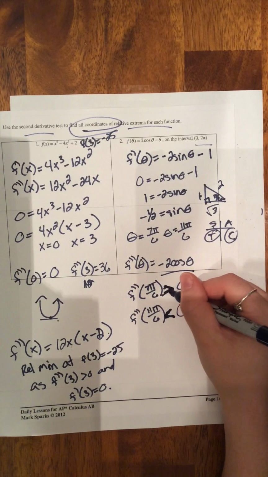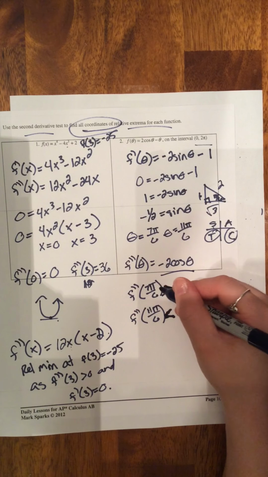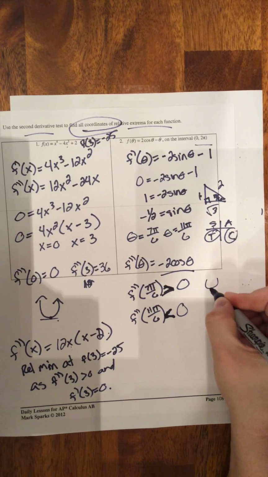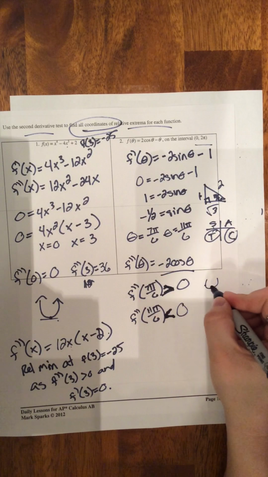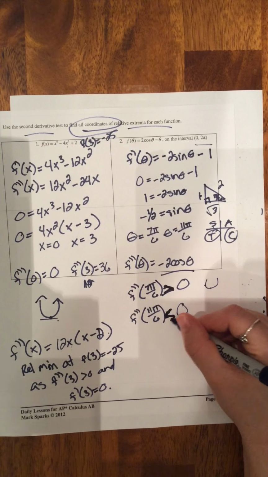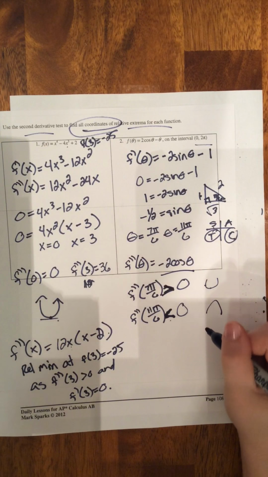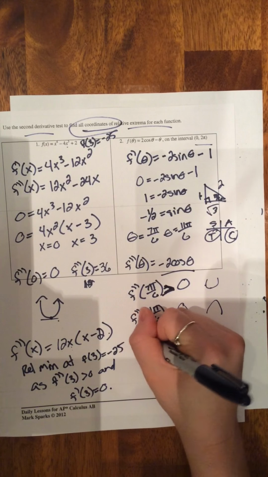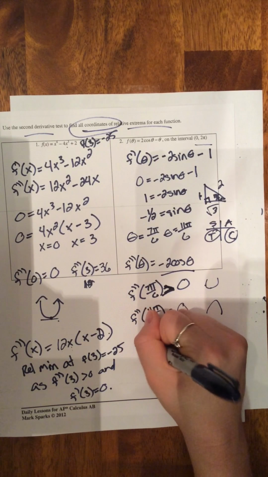So both these values, I can see here f double prime at 7 pi over 6 is greater than 0. As soon as I see greater than 0, I'm thinking concave up. So there's going to be a minimum at 7 pi over 6. Concave down, there's going to be a maximum at 11 pi over 6. So I'm going to say f of x, this is minimum.